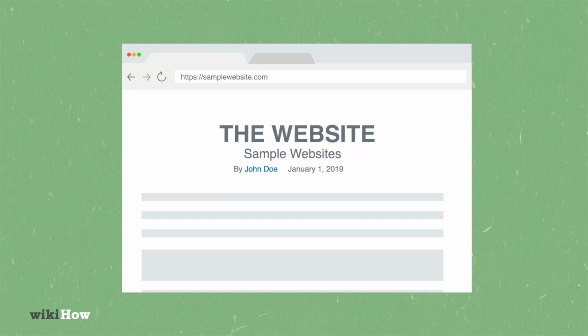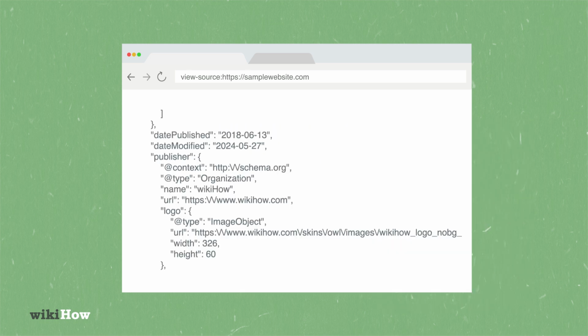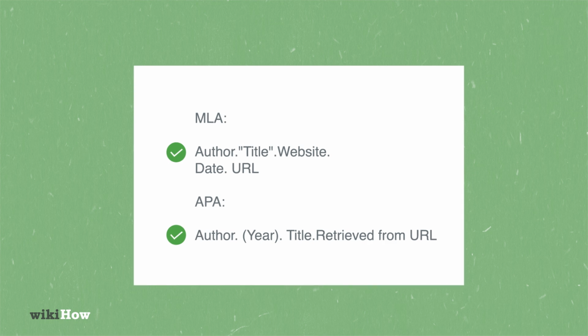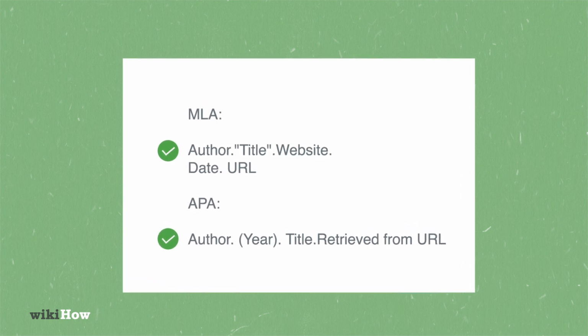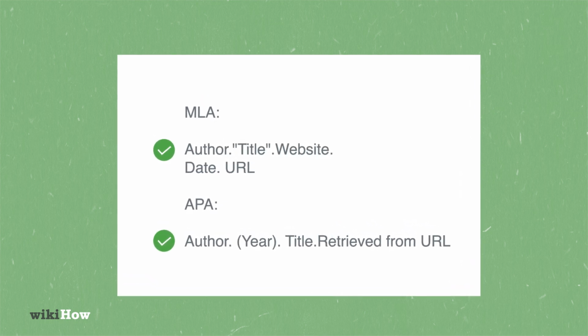If you opt to view the page source, using the find function with keywords like date or published can lead you to the publication date. Finally, ensure to format your citations correctly in MLA or APA style, including author, title, website, date, and URL.